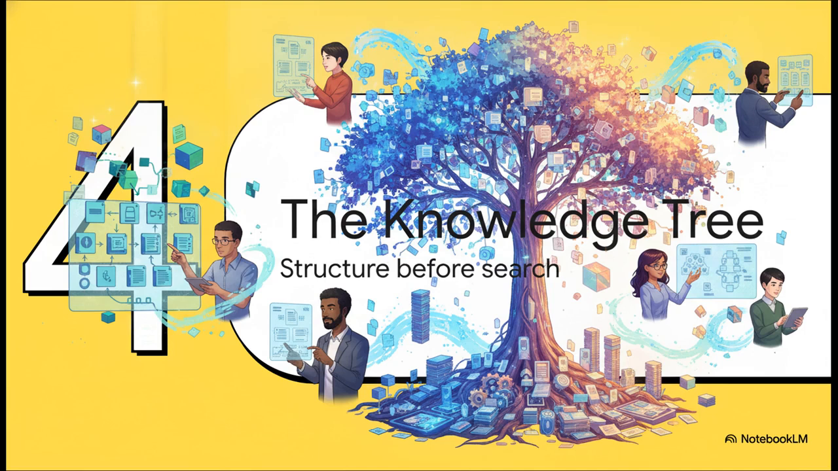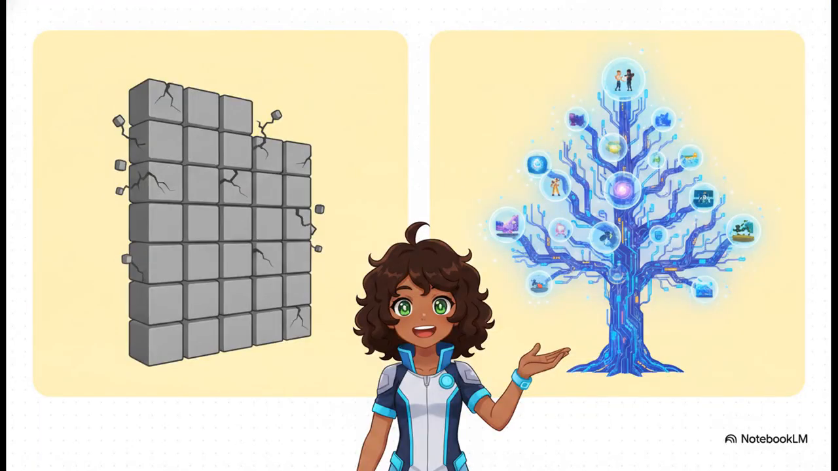Section 4. Building the knowledge tree. How we actually structure the data before we even start searching. Let's contrast these two methods. On one side, we have the old way, arbitrary 500-word static chunks. On the other side, we have dynamic trees.